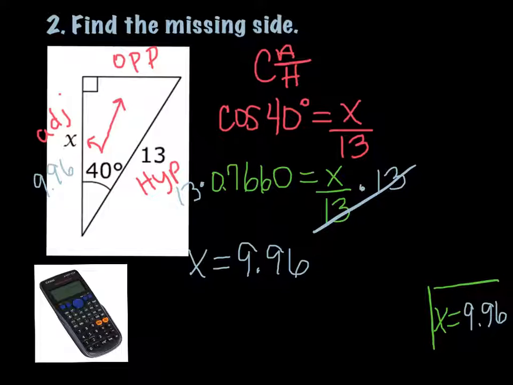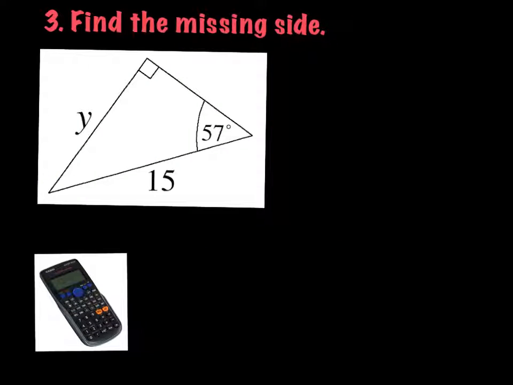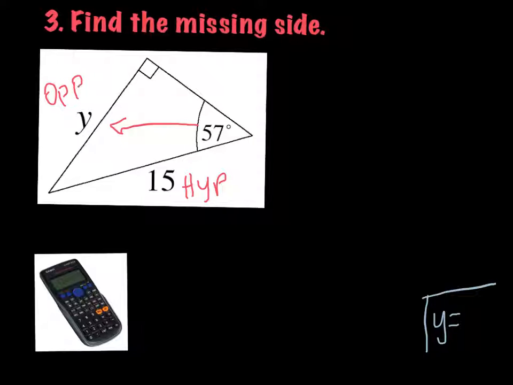That's easy, right? Let's try one more. Okay, so we're trying to find y this time, so let me go ahead and put a spot for my answer before I forget. Y equals. Okay, so we need to label our sides. 15 is our hypotenuse. Across from the 57 degrees is our opposite side. And then this one would have to be adjacent. So we are using opposite and hypotenuse. So which one of our trig ratios uses opposite and hypotenuse? Hopefully you're thinking sine is opposite over hypotenuse.